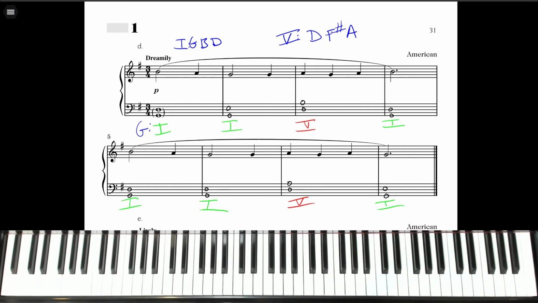Now for the right hand. Actually, before we do that, let's go ahead and write the lead sheet symbols in. This won't take long. The 1 chord will be a G chord. And the 5 chord will be a D chord.